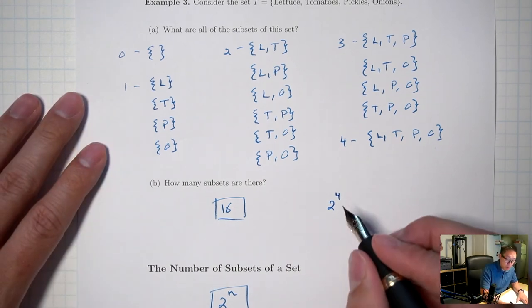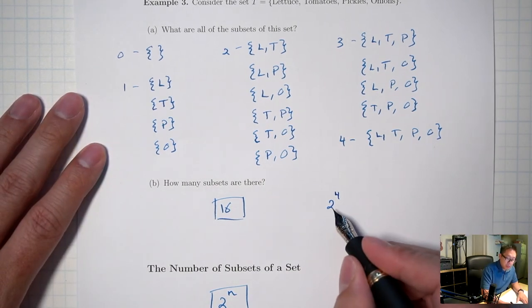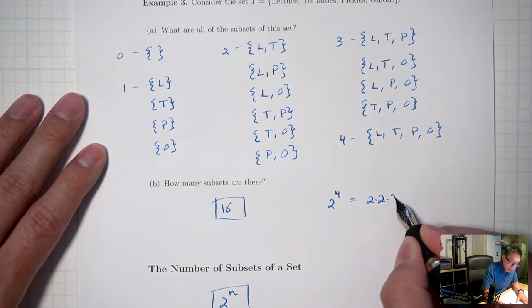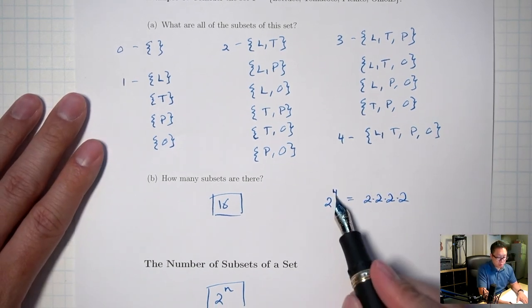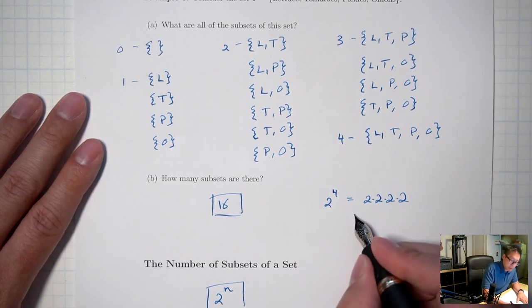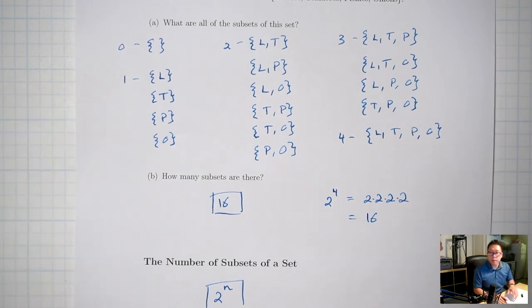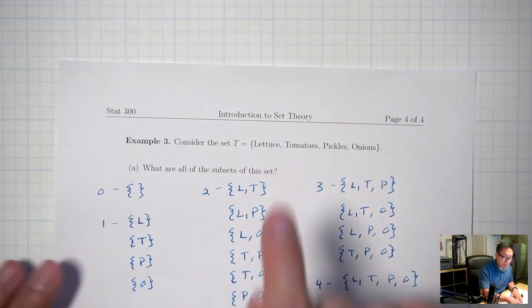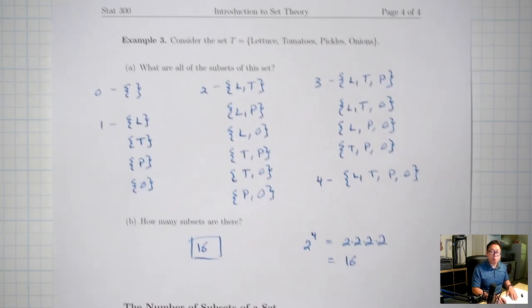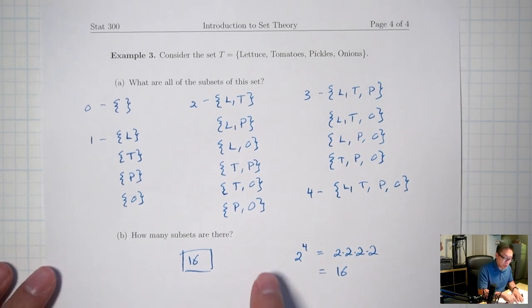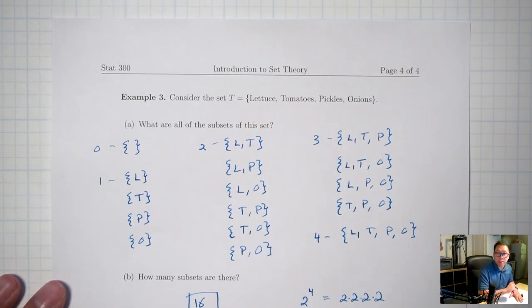Okay, 2 to the power of 4 doesn't mean 2 times 4. It means 2 times 2 times 2 times 2, 4 times. So if you do it, 2 times 2 times 2 times 2 is 16. All right. So if you have a list of toppings and you want to know what are all the possible answers a customer can give, or you want to know how many possible answers a customer can give, it's going to be 2 to the power of however many toppings you have.